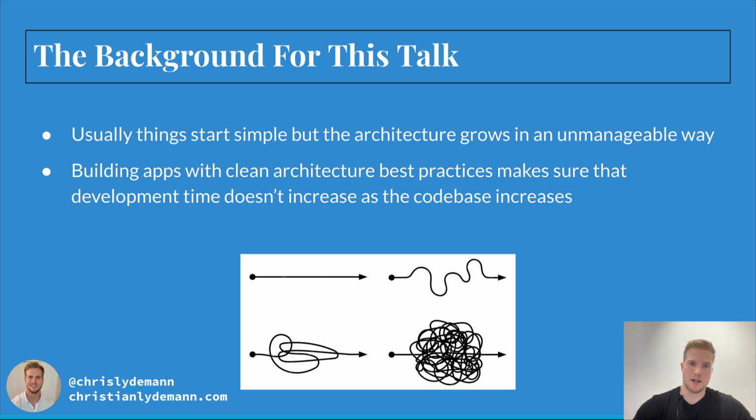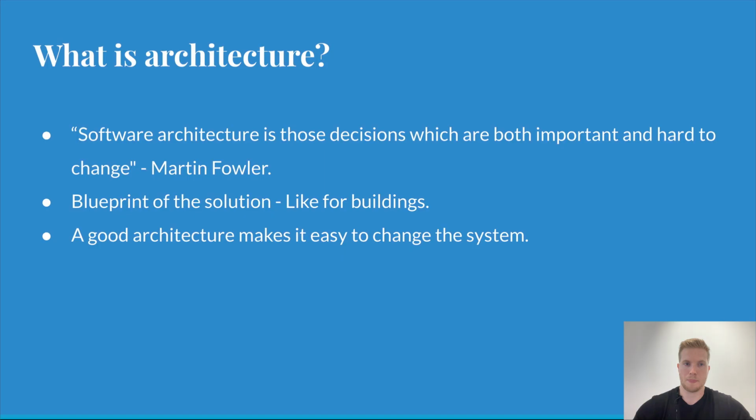Building apps with clean architecture best practices makes sure that development time doesn't increase as the code base increases. As that is usually what happens, that it will take longer and longer to develop new features, as it's harder to find the co-located files for a certain feature area to be working in. Or maybe there's just a bunch of bugs and side effects, where different parts of the app explode when you touch one part, and it's not really manageable in that way.